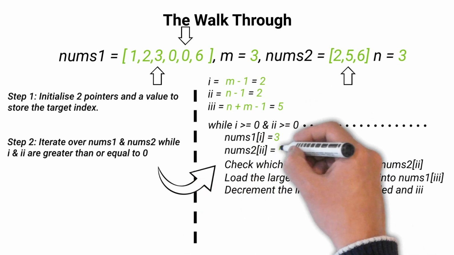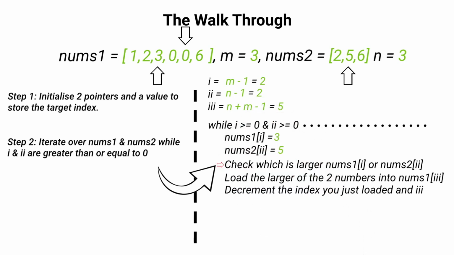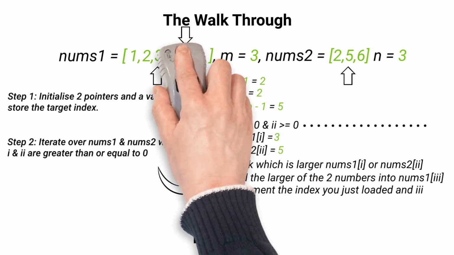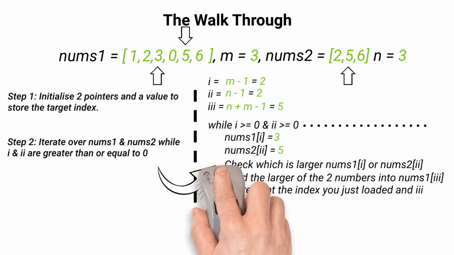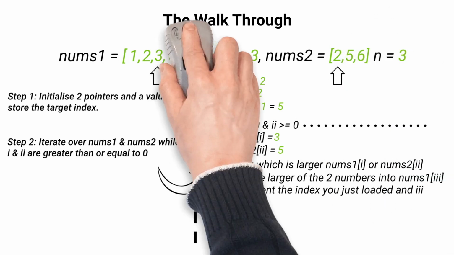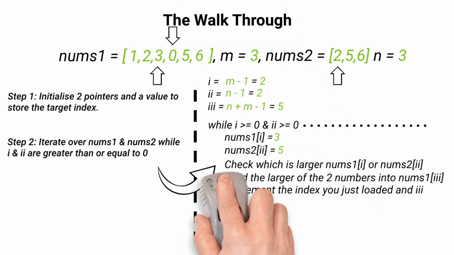So we can see nums2 is now equal to 5. We need to check which is larger, nums1 or nums2. We can see that nums2 is larger. So we want to update nums1[iii] to 5. And then we want to decrement nums2. And we want to decrement nums1[iii]. And then we'll start the loop over again.